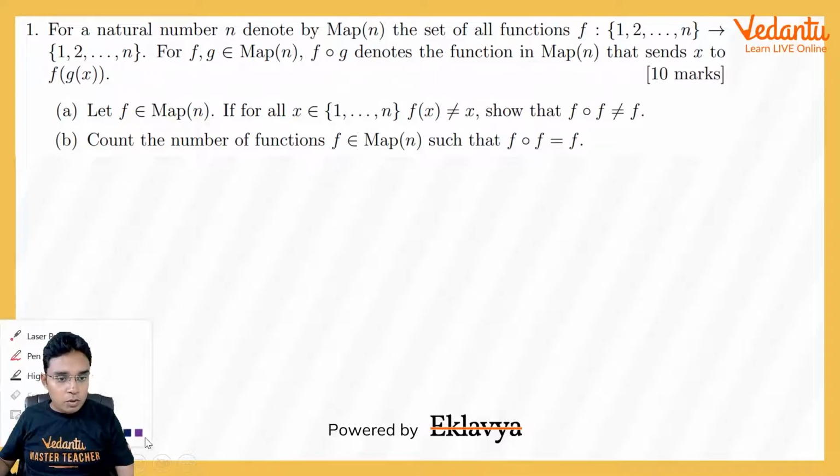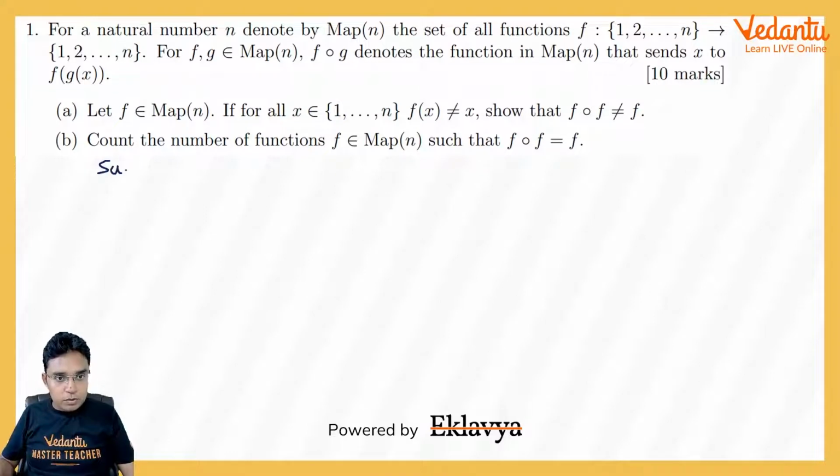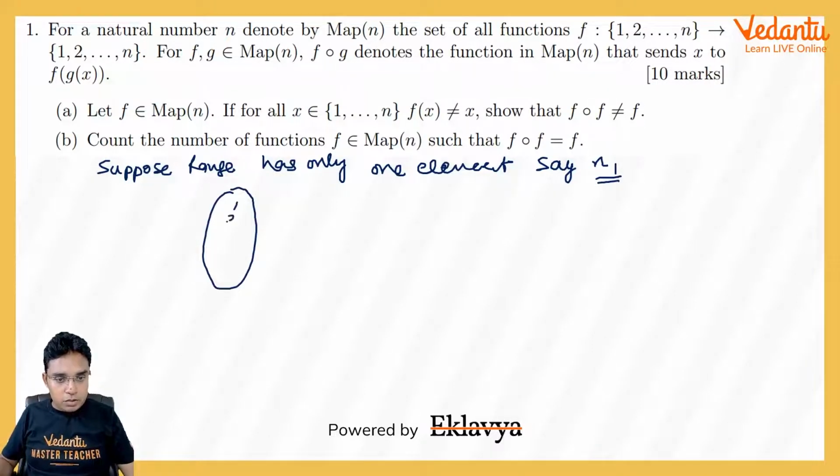Okay, so suppose my range has only one element, and this can be chosen in n ways. It has one element, say n1, and this can be selected in n ways. Now what will happen, let me show you. So this is 1, this is 2, and so on, there is n1 here and then n here. Now here 1, 2, and so on, n1, and this n here.